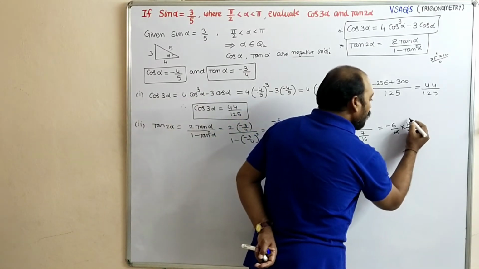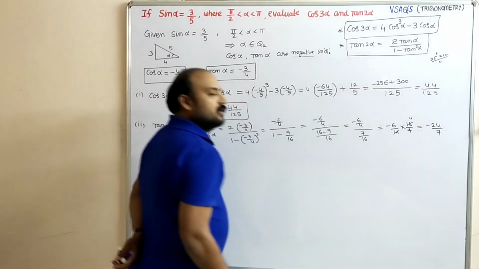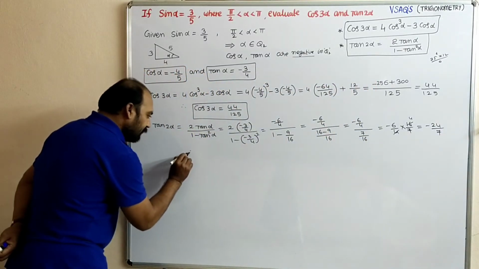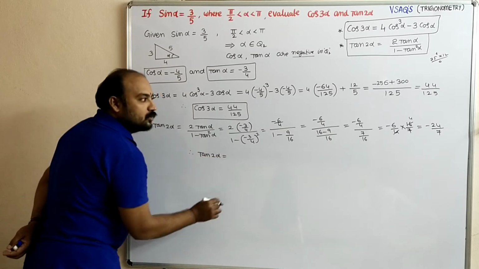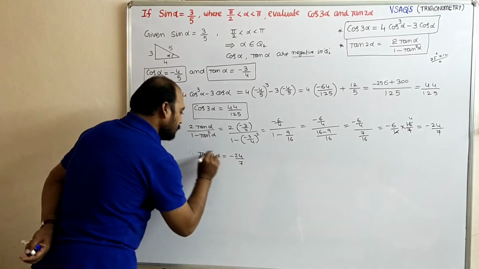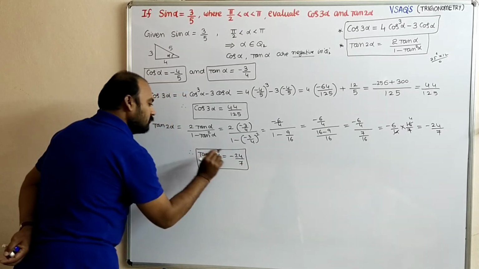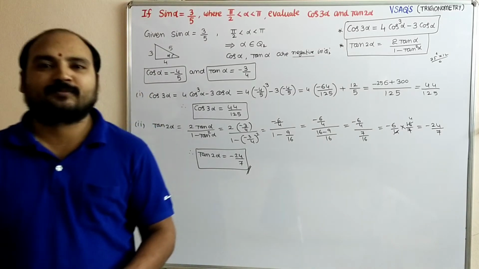4 ones are 4, 4 sixes are minus 24 divided by 7. Therefore, tan 2 alpha is equal to minus 24 divided by 7. We'll go to the next question.